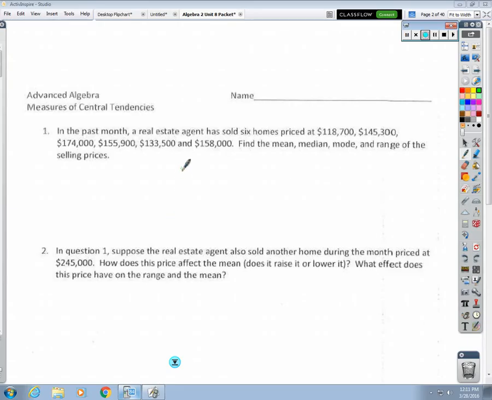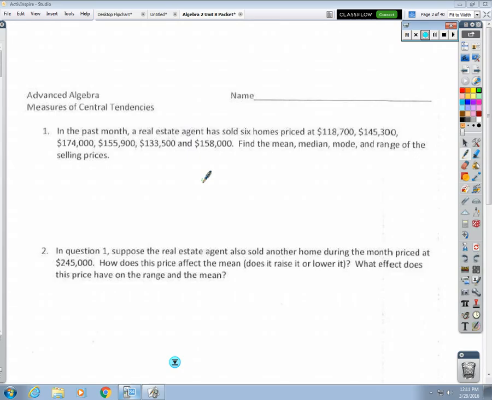Measures of central tendencies. Many of you have probably never heard of that title before, but you do know what they mean. You've heard of mean, median, mode, and range. Those are measures of central tendencies. Okay, so let's start with question 1.